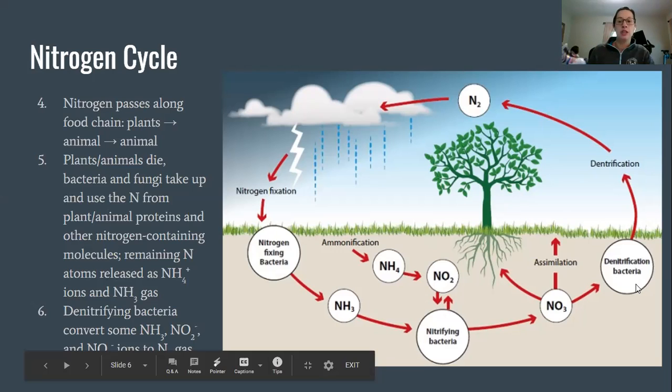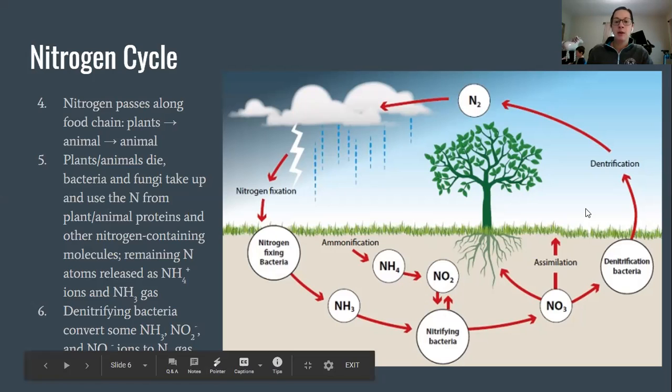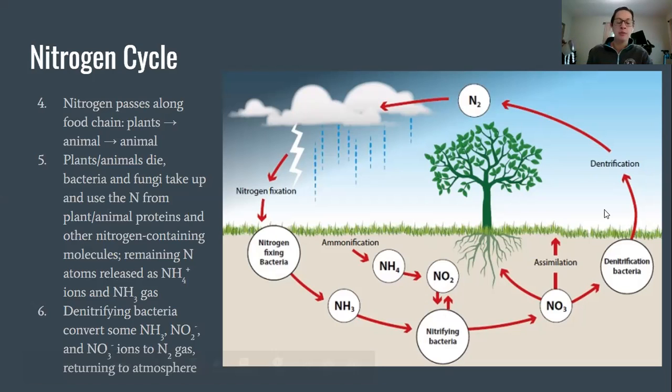This denitrification bacteria, don't mind my unicorn, the denitrification bacteria will convert some ammonia, some nitrite, and some nitrate ions to nitrogen gas. And that's going to return back to the atmosphere. And then it would cycle back through again. So there's kind of a couple little pathways happening. It's not just a perfect circle, but that gives you an idea of how nitrogen passes through these different forms.